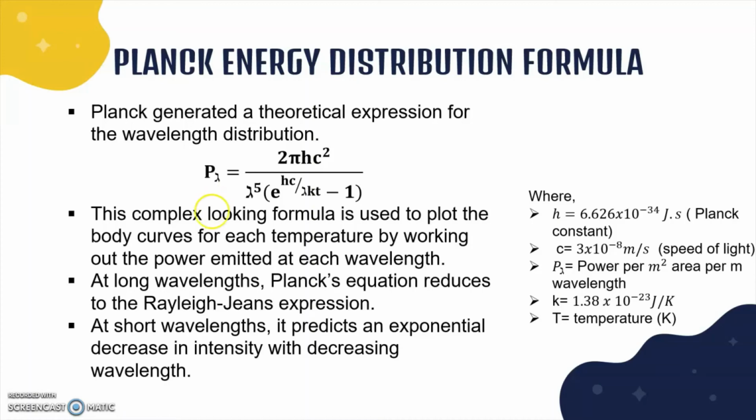This is Planck's distribution formula. As you can see, h, as I said before, is Planck's constant, c is the speed of light, P is the power per area per meter of wavelength, k is the Boltzmann constant, and T is the temperature in Kelvin.